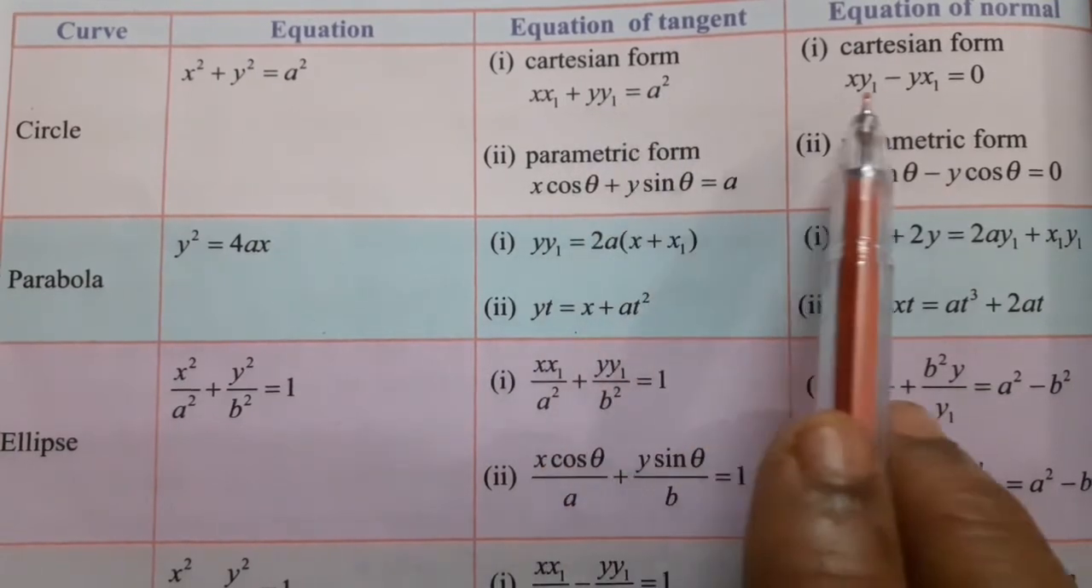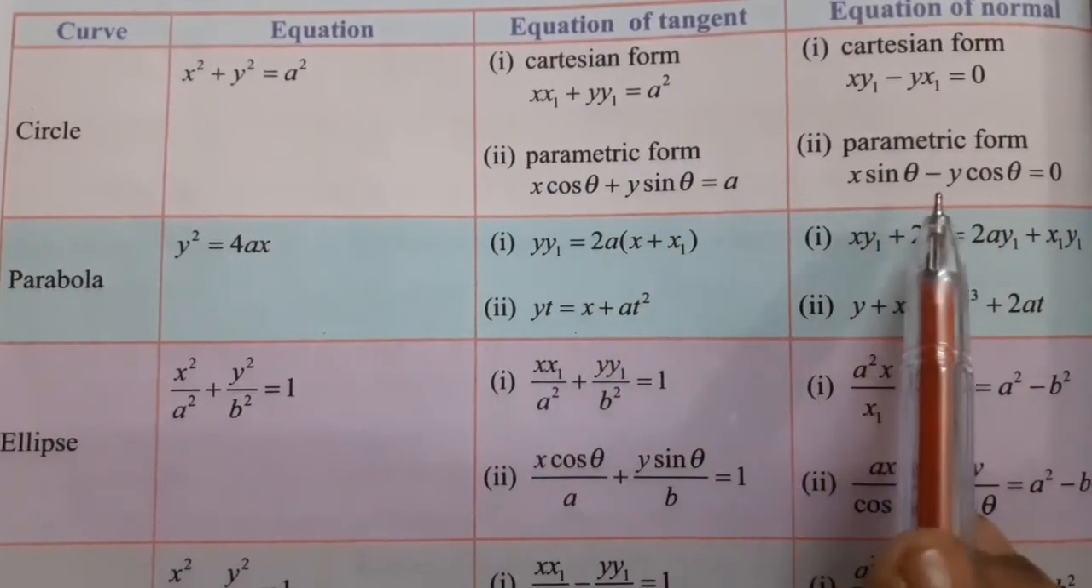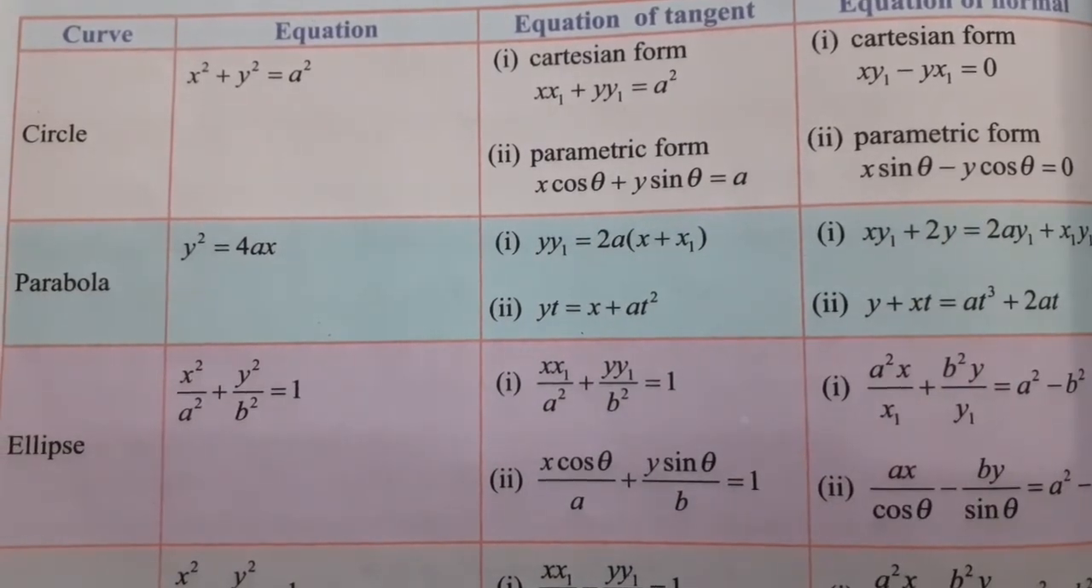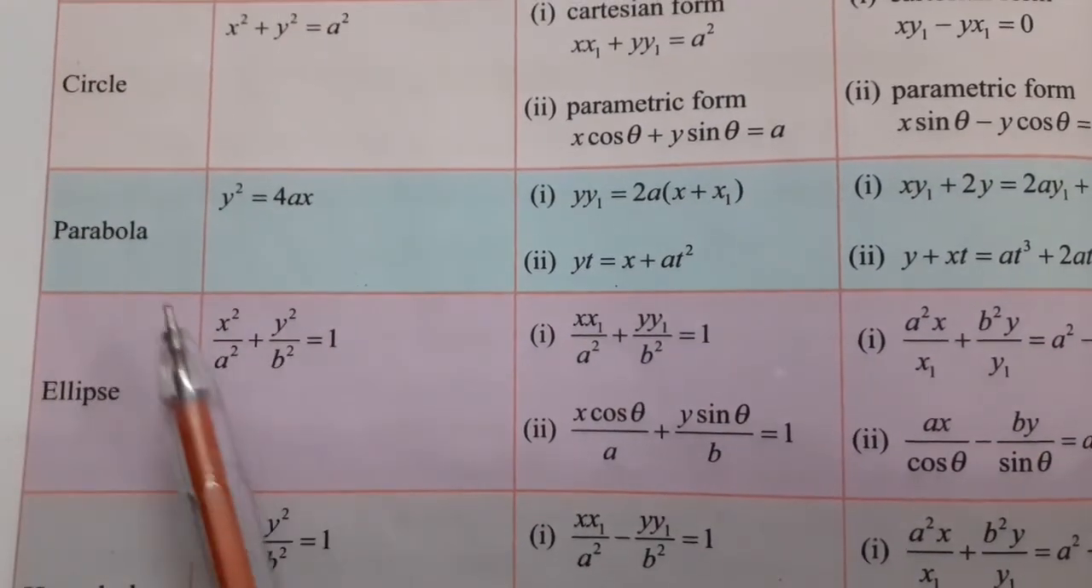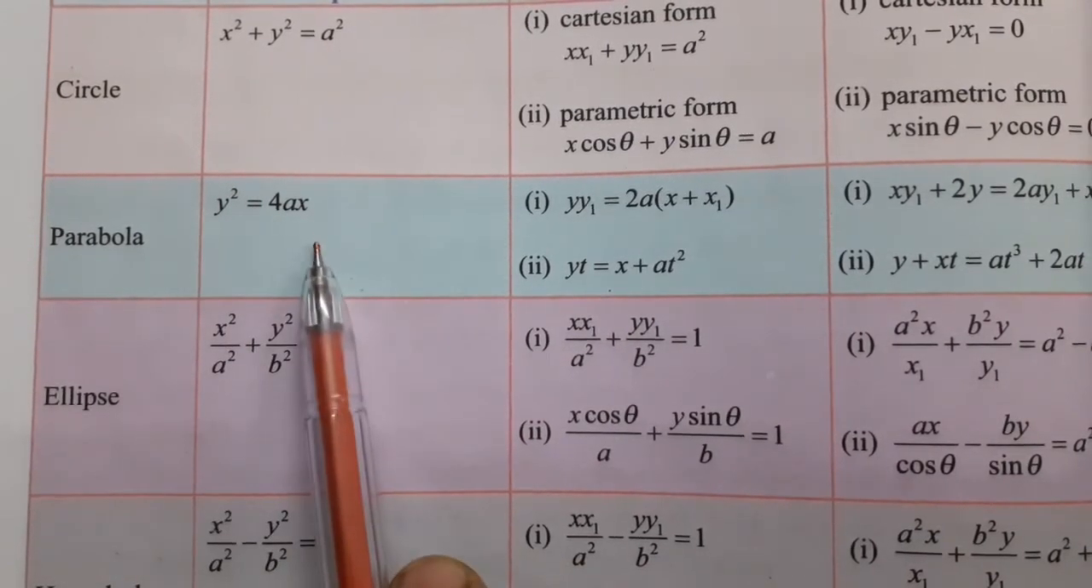xy1 minus yx1 equal to 0. Parametric form is x sin theta minus y cos theta equal to 0. Next, parabola. What is our parabola equation? y square equal to 4x.